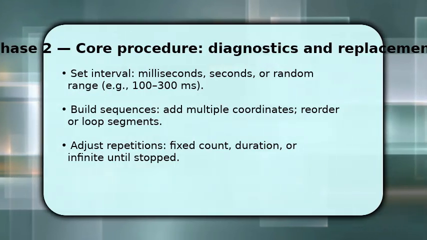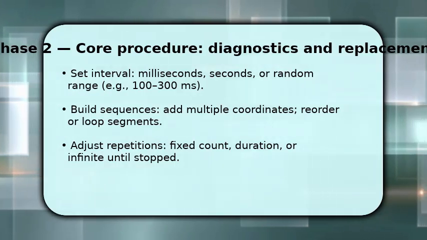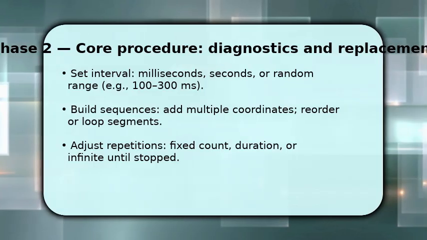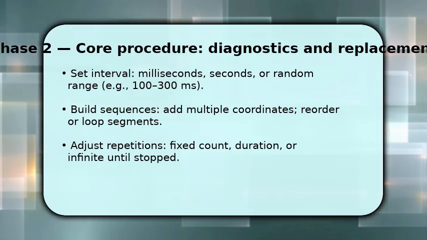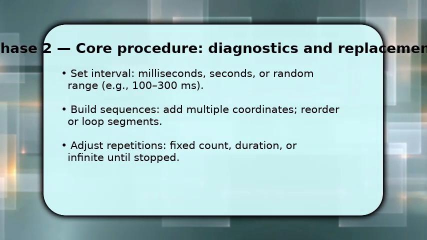Next, create a sequence by adding additional coordinates. Reorder steps so actions follow the app's flow. Once the sequence looks right, choose repetition mode. A set count, a time duration, or continuous until you stop it.